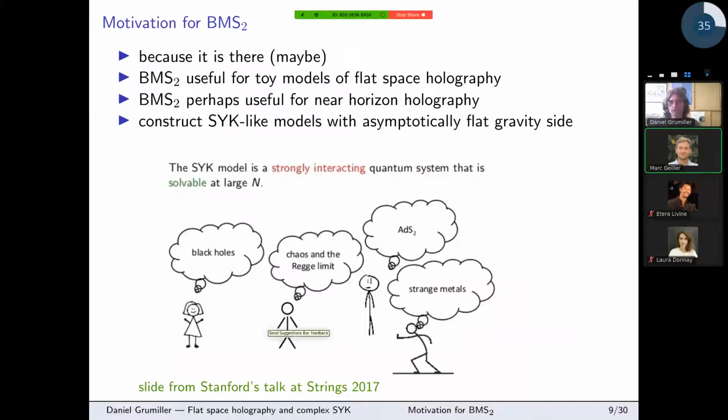And finally, a very concrete motivation is the aim to construct SYK-like models, but with an asymptotically flat gravity side. So here I have stolen one slide from Douglas Stanford's talk at Strings 2017 in Israel, which defines the SYK model as a strongly interacting quantum system that is solvable at large N. N is the number of fermions. And this has applications to black holes, to chaos, to AdS2, and strange metals, among other things. So one motivation is to try to find a flat space version of these SYK models.